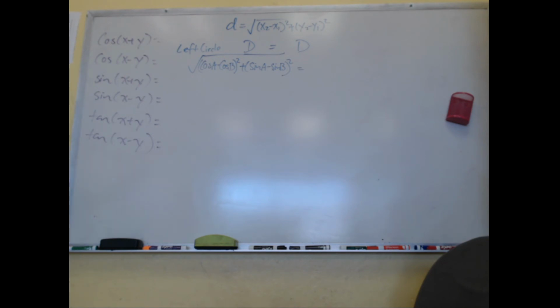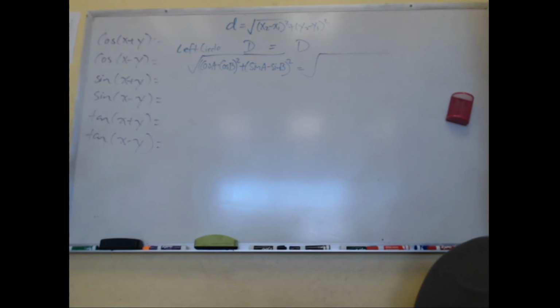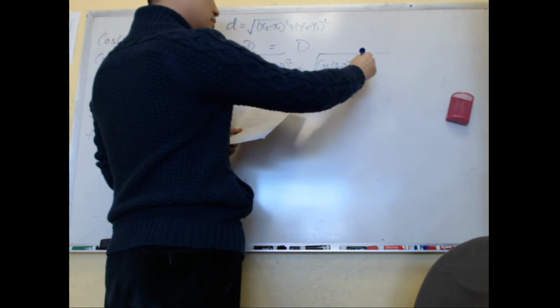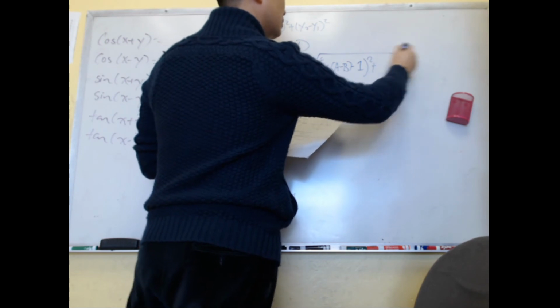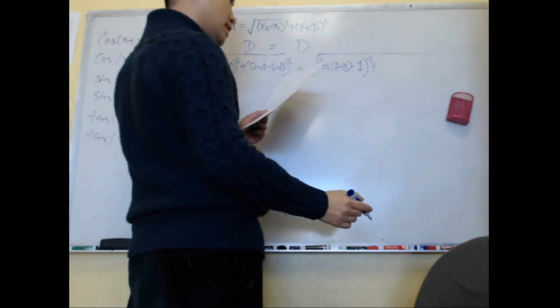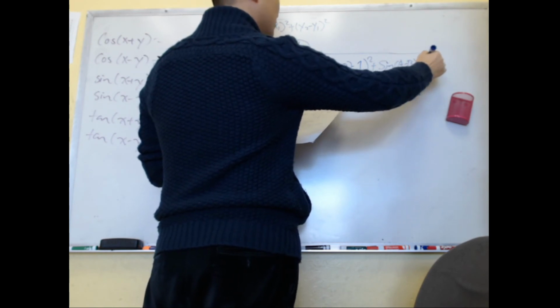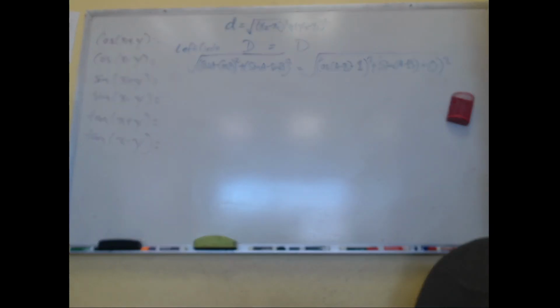Now what about the circle on the right-hand side? How do you set up that distance formula? That one would be cosine of A minus B, minus 1, quantity squared. And then what else? Sine of A minus B, minus 0, quantity squared. So basically I'm just using the distance formula right here. You all agree?